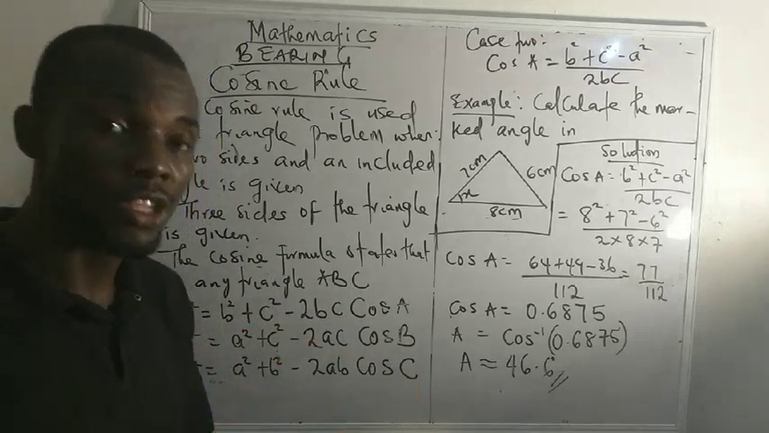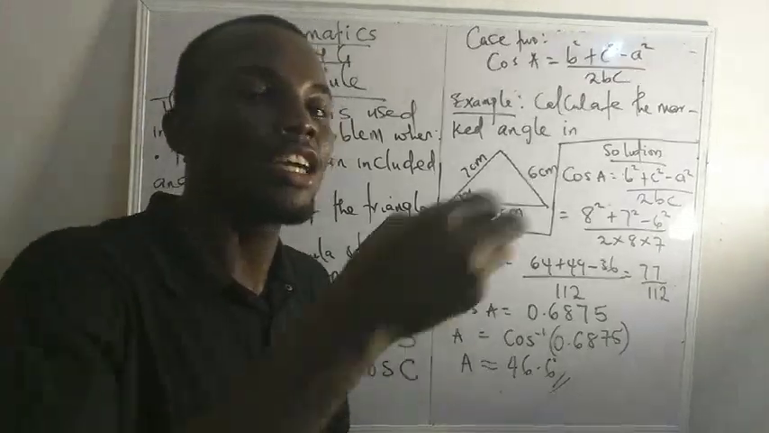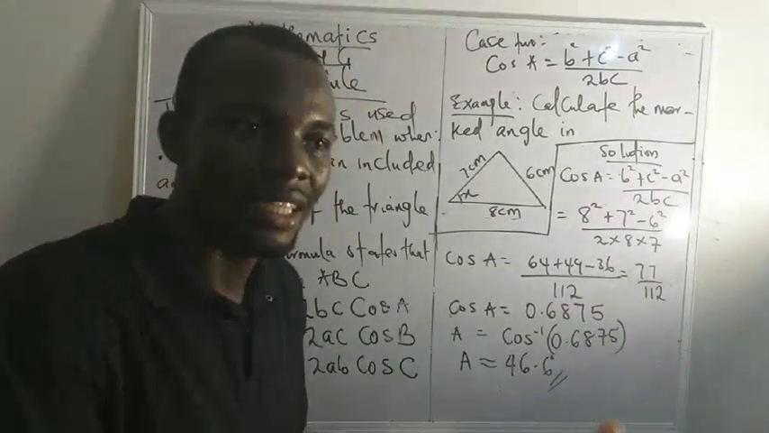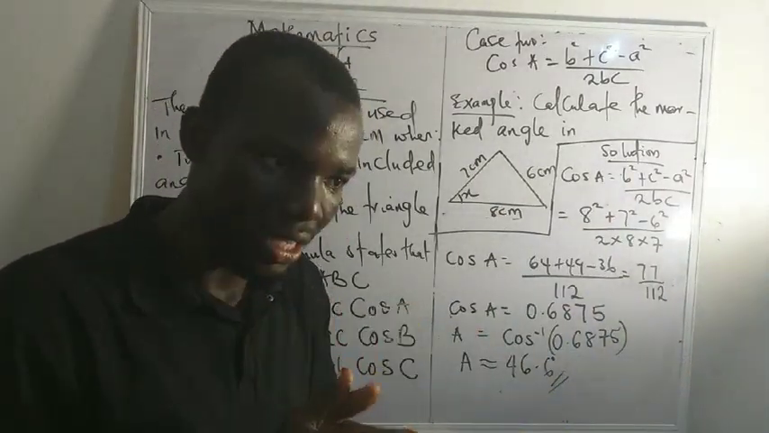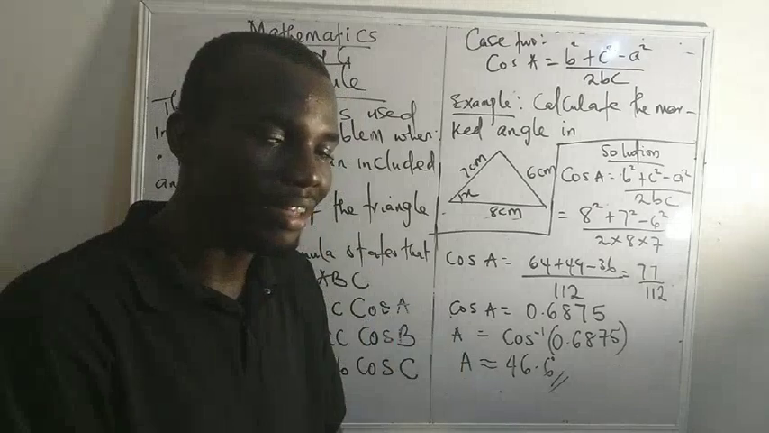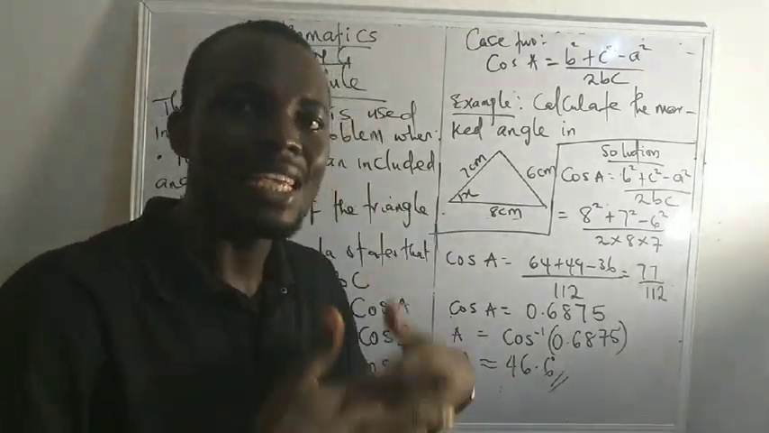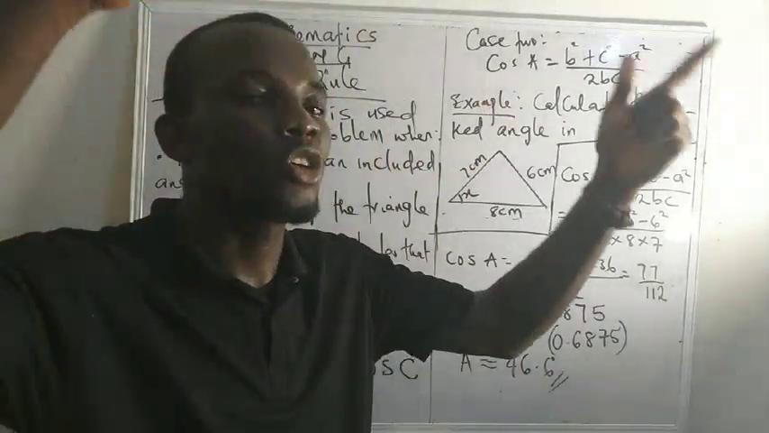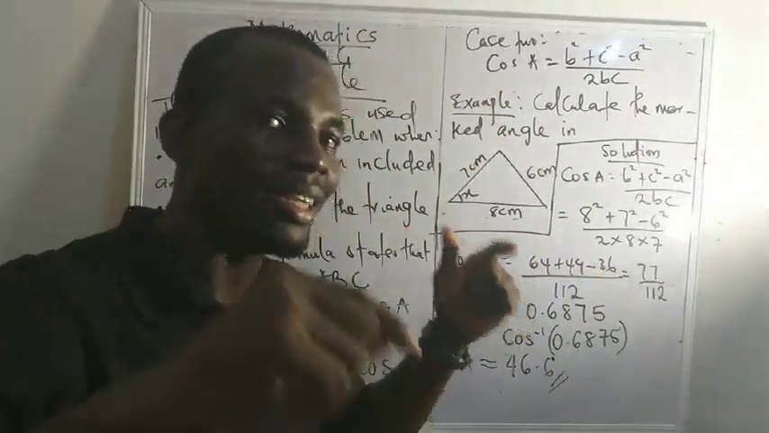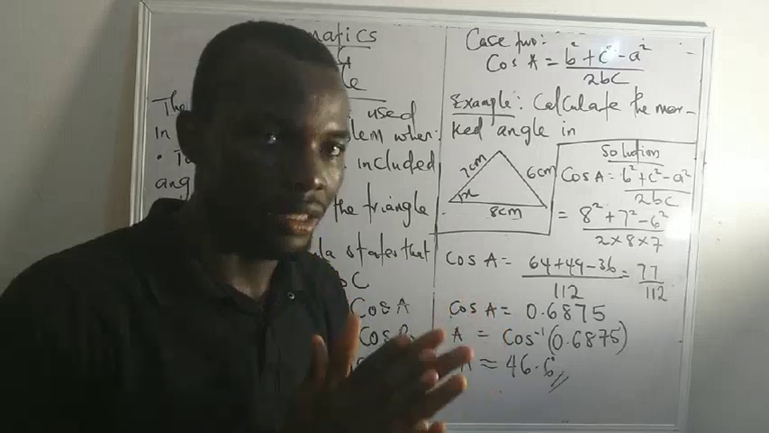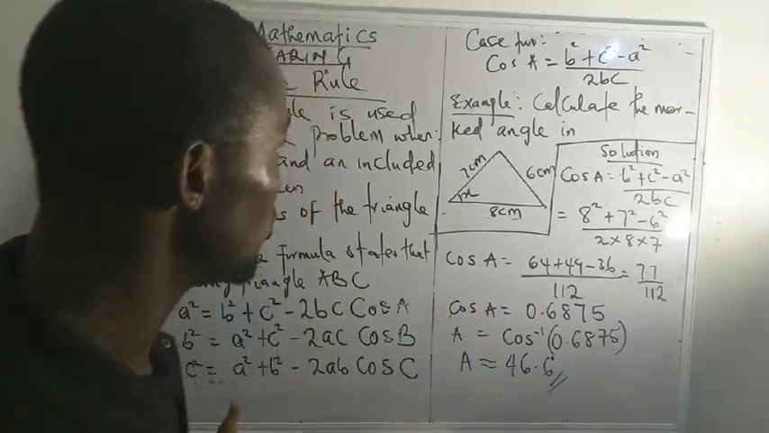If you're writing for b square, it means that you will not include on the other side anything that has to do with small letter b. So we will just have a square plus c square minus 2ac, then cos of the corresponding angle to that side, that is cos B. That is what we are going to have, and that is how it goes on.